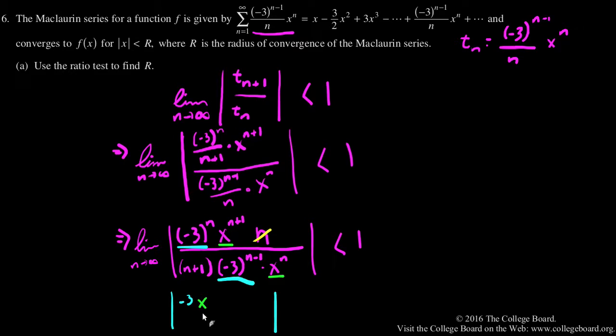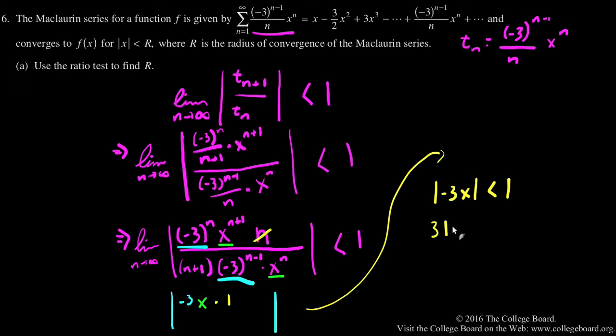And so I basically have to say that the magnitude of -3x has to be less than 1. Now, if I want to get this -3 out of the absolute values, I'll have 3 times the absolute value of x is less than 1. Or the absolute value of x is less than 1/3. And so x is trapped between negative 1/3 and positive 1/3 to make this converge. So r equals 1/3.